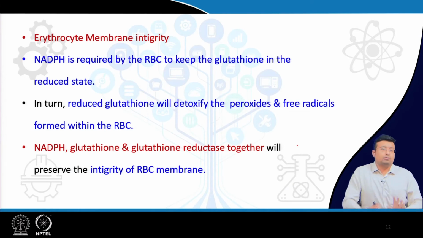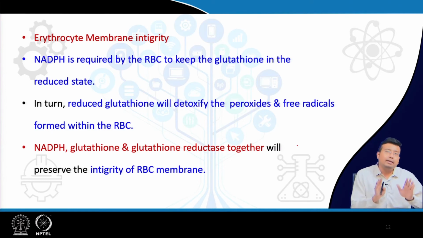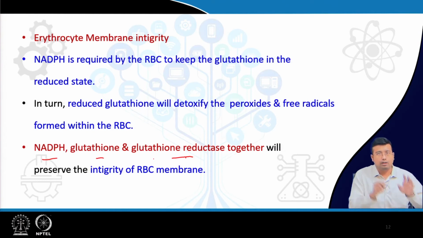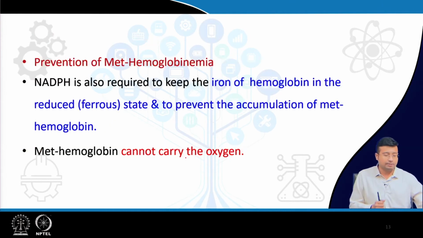All this leads to a loss of integrity of the RBC membrane. Normally the RBC membrane is maintained intact due to the action of NADPH, glutathione and glutathione reductase, as I explained in the previous diagram. If those free radicals are left unchecked, it will lead to destruction of the RBC membrane. So, looking at the beneficial role, NADPH, glutathione and glutathione reductase help maintain the integrity of the RBC membrane. Since the major source of NADPH is the HMP shunt, the existence of the HMP shunt protects the erythrocyte membrane from free radical damage.